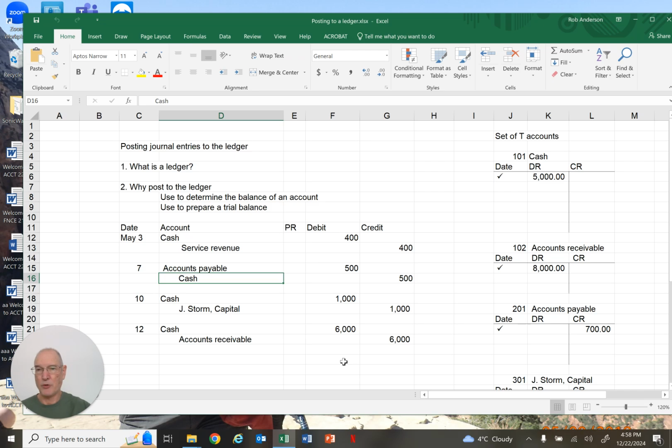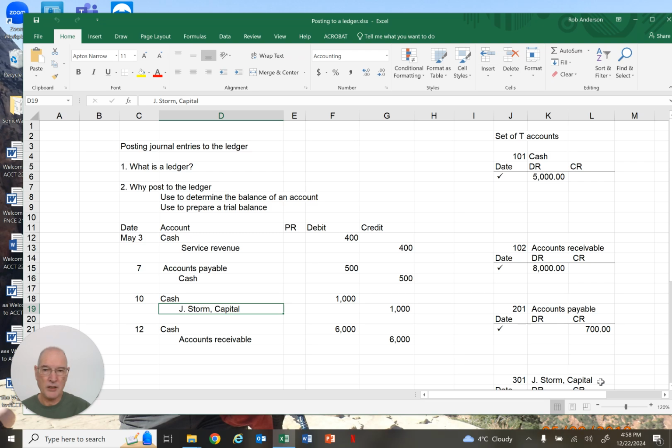paid an account payable. I've debited cash and credited JStorm Capital, and that means the owner invested cash in the business. And last of all, I've debited cash and credited accounts receivable, and that means I've received cash from a customer who owes us money. So those are the 4 transactions. We've done the journal entry already, and now we're going to look at how to post these to the ledger accounts and do a trial balance.